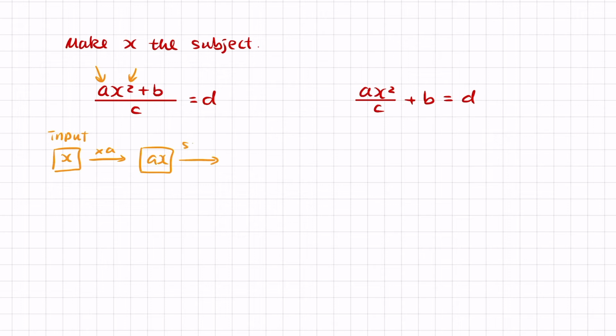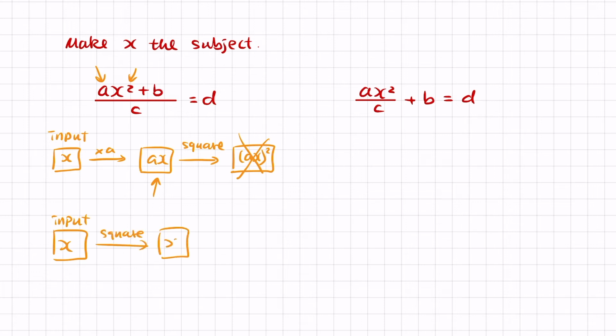And then if we square them, what would we have? Because we are squaring everything in the square, we will have AX all squared, and this is not true. Therefore, our first step is going to be squaring X. And that will give us X squared. And then if we multiply by A, we will have AX squared. Next step is going to be plus B, and we'll have AX squared plus B.